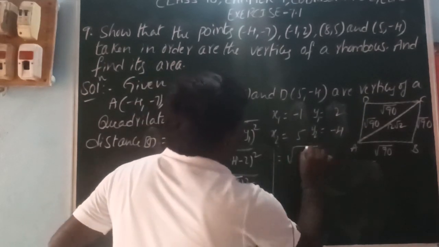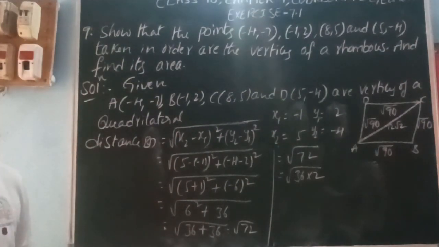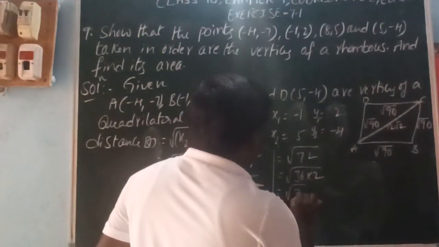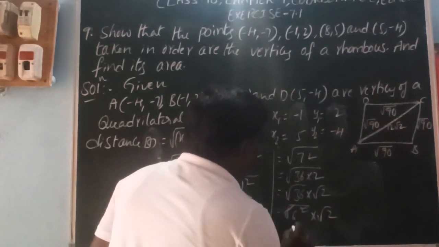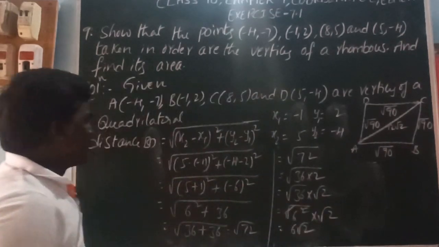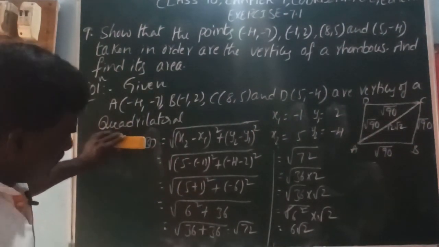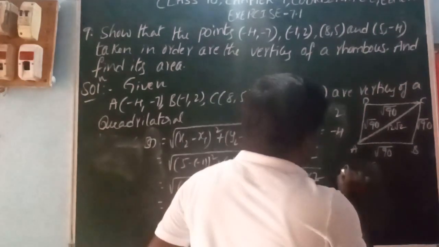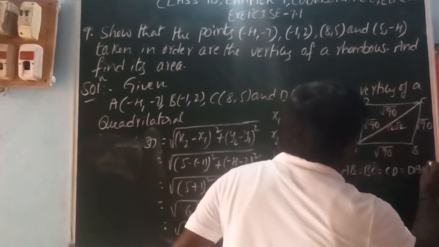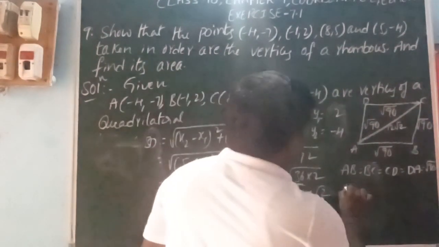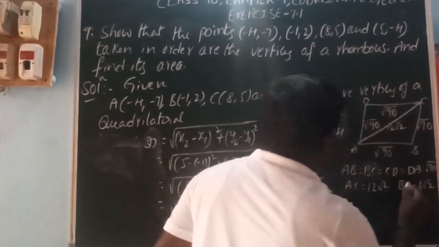Square root 72 we can write as square root of 36 into 2. Square root of a into b is square root a into square root b, so square root 36 into square root 2. Square root 36 is 6, so it is 6 root 2. So the diagonal BD is 6 root 2. Here all sides are equal: AB, BC, CD and DA are all square root 90. The diagonals AC is 12 root 2 and BD is 6 root 2. The diagonals are not equal.